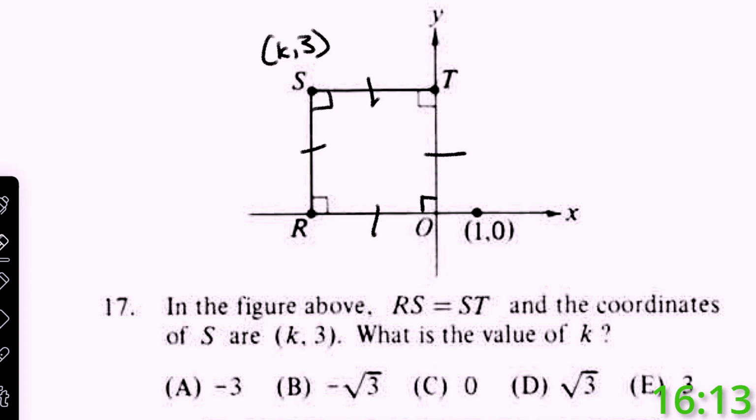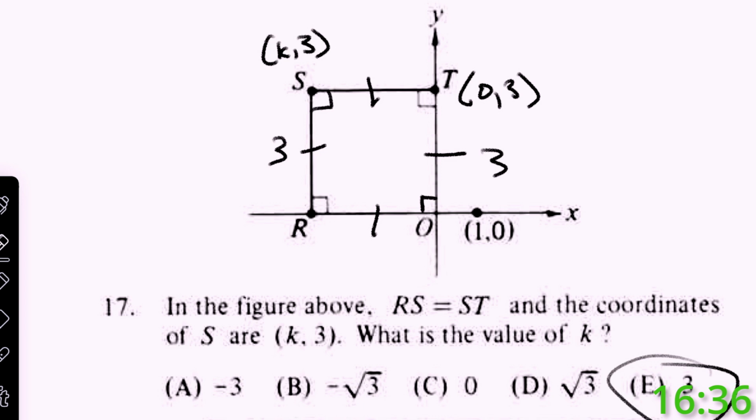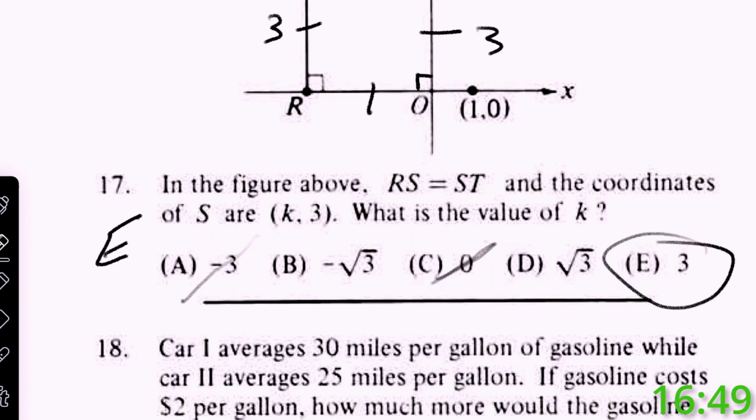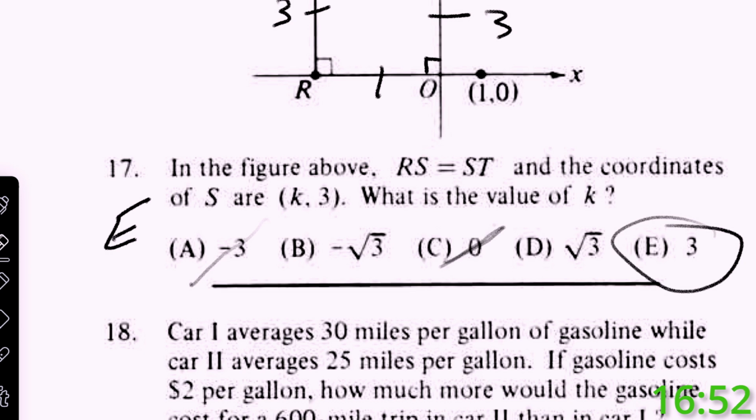So it's a square, opposite sides are parallel, so T has to have a coordinate 0, 3, because its y coordinate is the same as S. All these sides are 3, that's 3. What is the value of K? Well, K has got to be 3, doesn't it? K has got to be 3. Is there any reason why K is not 3? It's certainly not 0. It's not negative. Is it negative 3? No, because it's positive. I'm sticking with that, and I got to boogie along, so I'm going to leave it there.